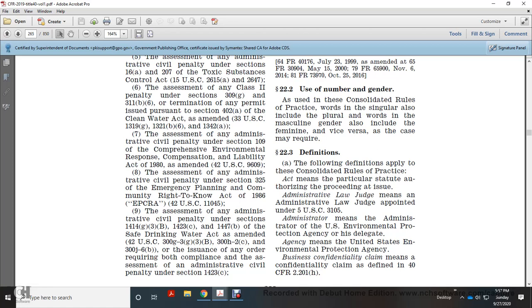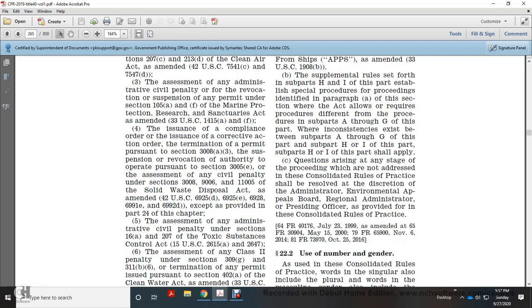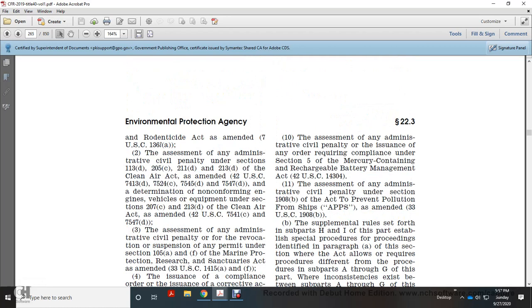Assessment of the administrative civil penalty under Sections 1414(g)(3)(B), 1423(c), 1447(b) of the Safe Drinking Water Act, or issuance of an order requiring compliance with the assessment of the administrative civil penalty under Section 1423(c). The assessment of the administrative civil penalty with any order requiring compliance under Section 5 of the Mercury-Containing and Rechargeable Battery Management Act. The assessment of the administrative civil penalty under Section 1908(b) of the Act to Prevent Pollution from Ships, as amended.